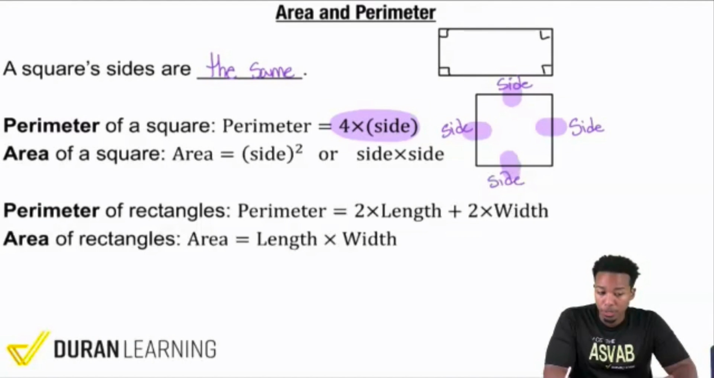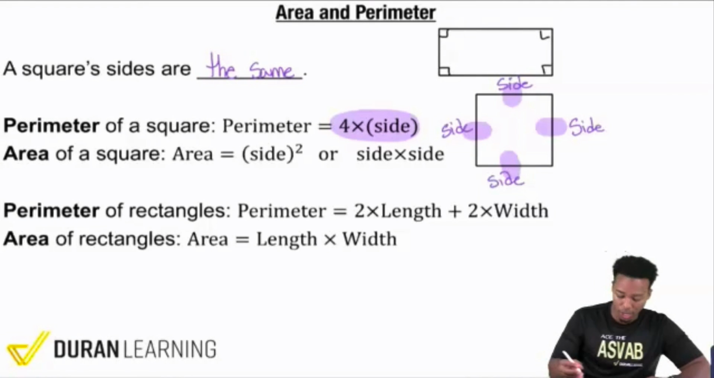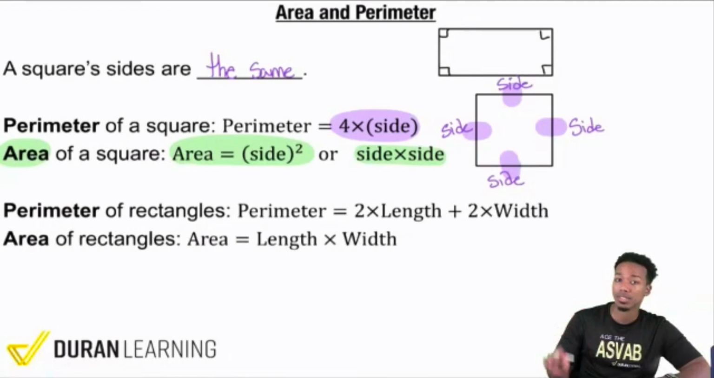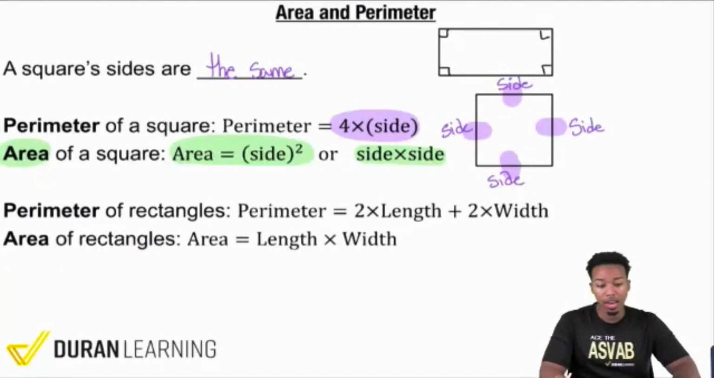Close, Frida. The perimeter is times 4, but with the area, you square it. So check it out over here. For the area of a square, it's side squared, or side times side. Multiplying something by itself is not 2 times that something. It's that something squared. All right. Got to make sure we have that down.